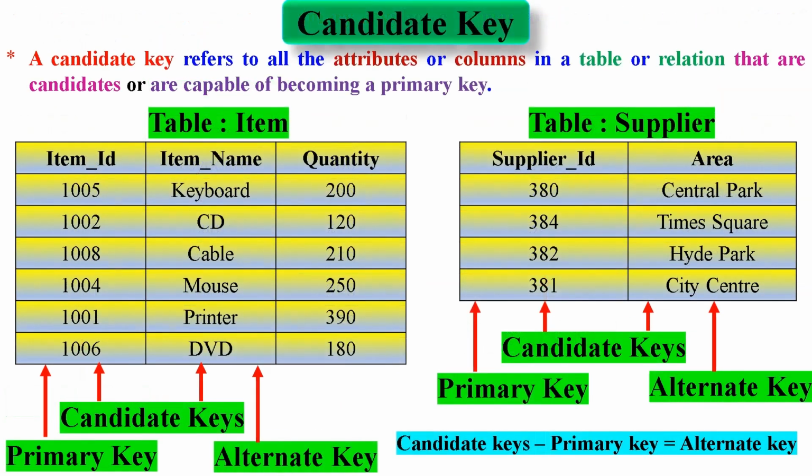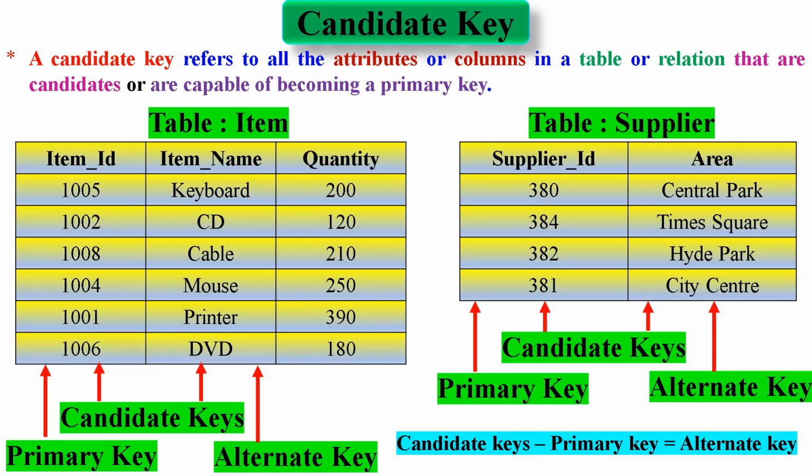Next is the candidate key. A candidate key refers to all the attributes or columns in a table or relation that are candidates or are capable of becoming a primary key. A candidate key is any set of attributes or columns that could potentially serve as the primary key. It means that the combination of values in these attributes is unique for each row in the table. A table may have more than one candidate key, but only one of them will be chosen as the primary key.